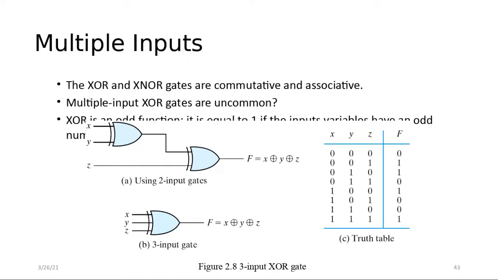So there is a XOR with X, Y, Z. You have 3 inputs. That means you have 8 combinations, and there is a truth table about that.